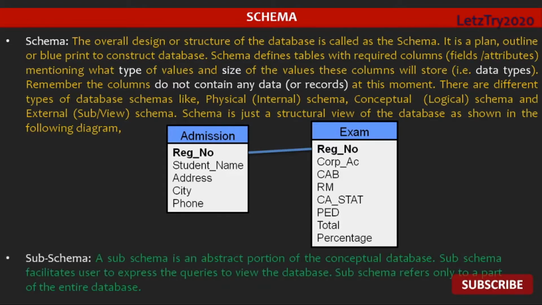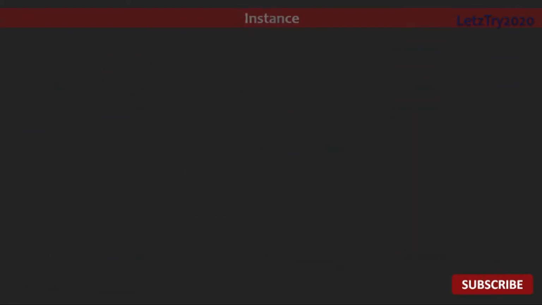Subschema. A subschema is an abstract portion of the conceptual database. Subschema facilitates user to express the queries to view the database. Subschema refers only to a part of the entire database. Let us know what the term instance means.